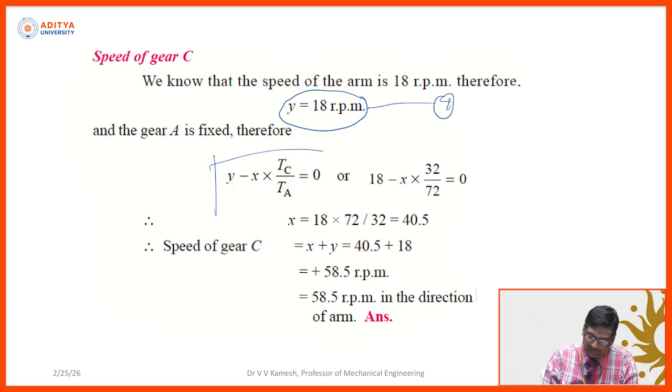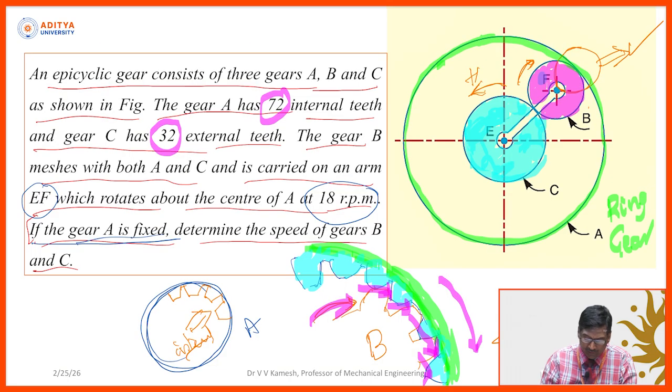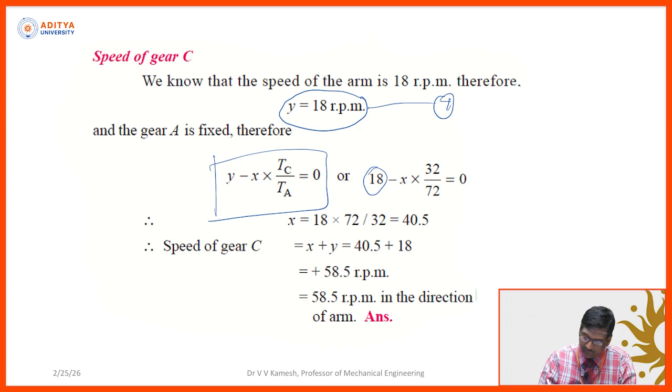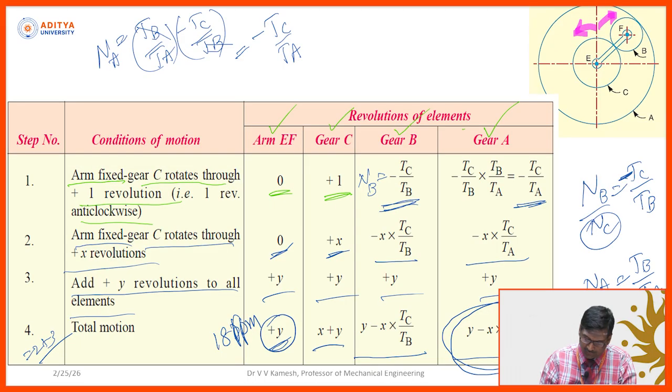Second equation, y minus x into Tc by Ta equal to 0. So substitute y is equal to 18 here, and Tc by Ta, what is Tc by Ta? Number of teeth on gear C will be 32, on gear A will be 72. So substitute in this and get your x is equal to 40.5. Now when you have got your x and y, then you can find the speed of gear C and speed of gear B.